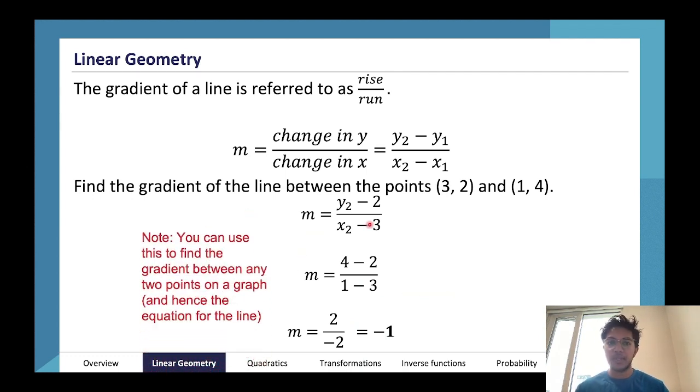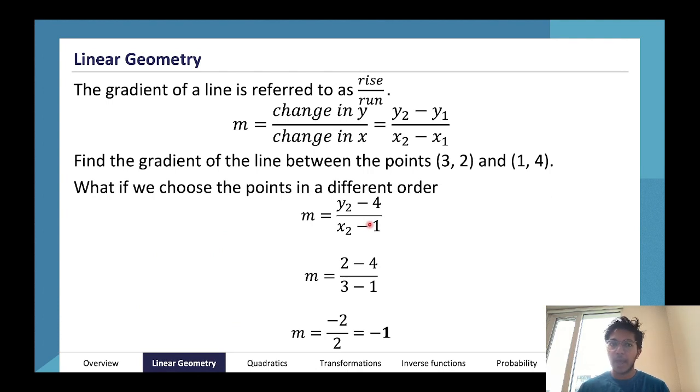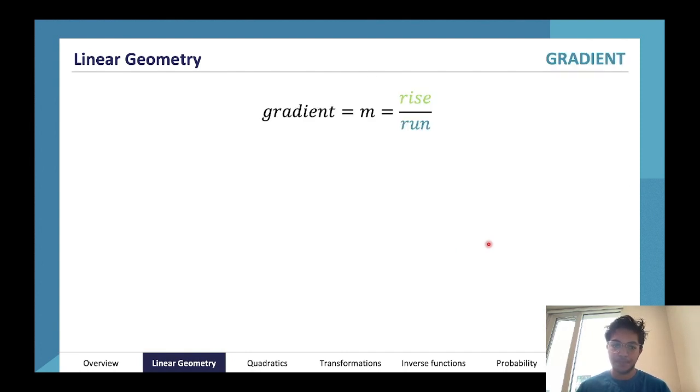So you can use this to find the gradient between any 2 points. And so that's why we get that equation. Any 2 points that lie on the same line will have the same gradient. If we do this in a different order, we get the same values, right? So we label this as the ones and we label this as the twos. We'll still get the same values. It doesn't matter what order you do it in, as long as your twos and ones are consistent. As long as it's always 2 minus 1, it's fine.